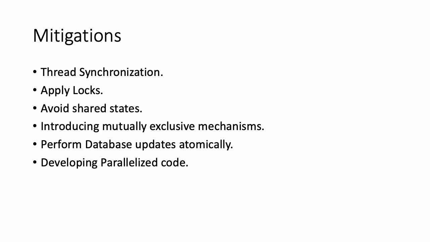The next is about the mitigations for these race conditions. Avoiding these race conditions not only requires some thought about our code, like what it is doing, but also about how other parts of the system are interacting with that code. So here are some of the ways we can prevent or mitigate this weakness. The first one is thread synchronization.